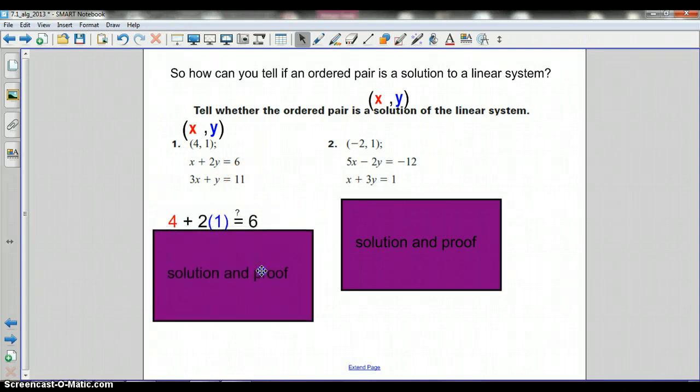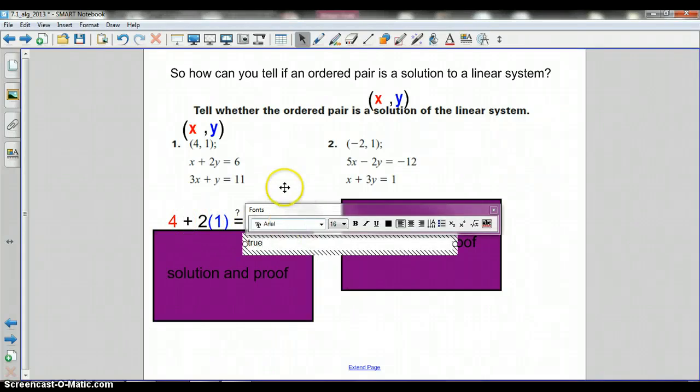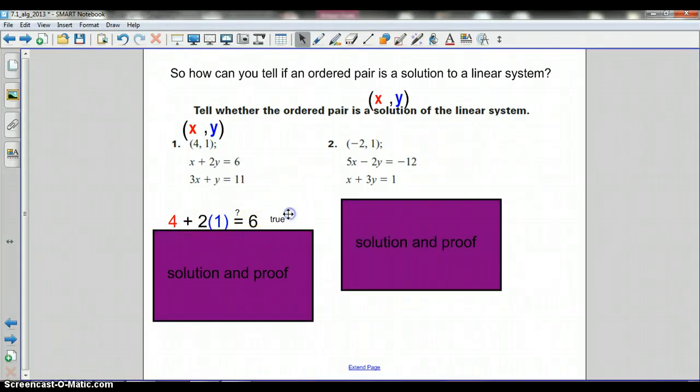So in the first equation, we plug in 4 for x and we plug in 1 for y, and we end up with 4 plus 2 times 1 is equal to 6. And the little question mark is there to determine, is it a solution or not? Is that a true statement or a false statement? And hopefully you can see that that is true. So we're going to write that that's a true statement.